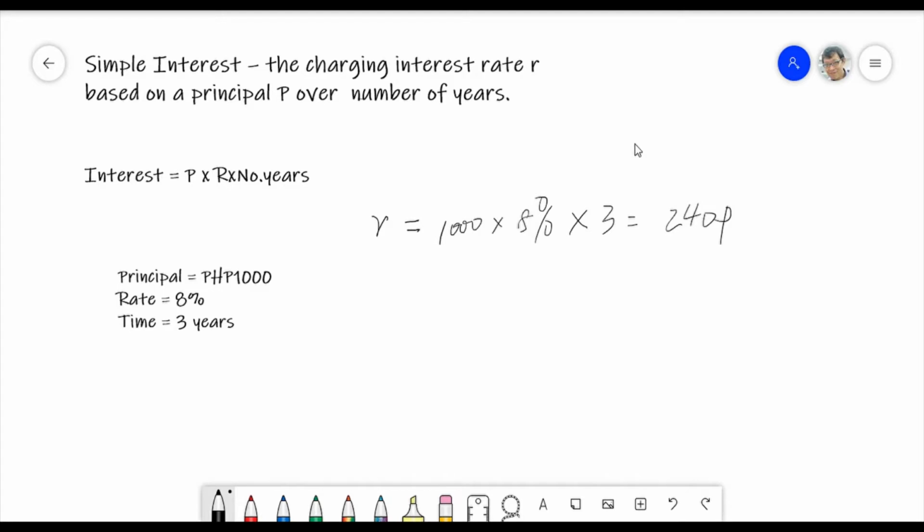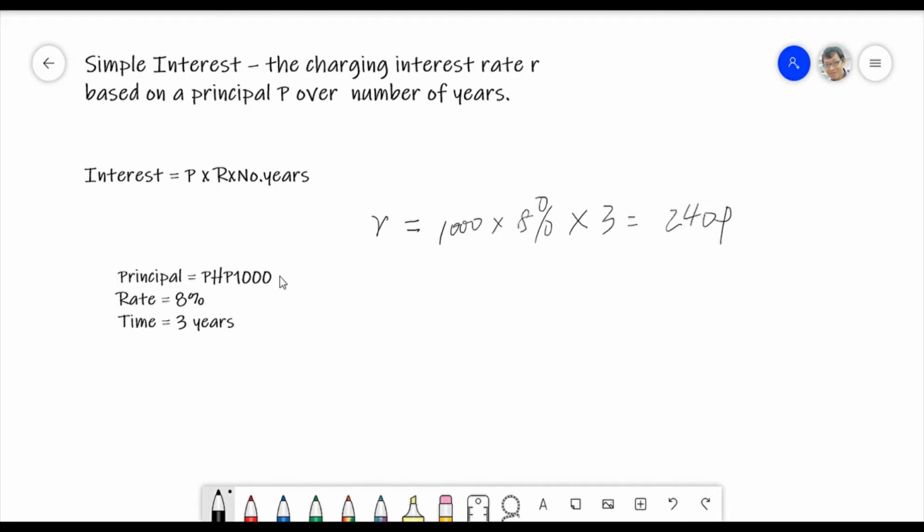The first one we call simple interest. We call it simple because it's just based on the principal. It will not increment every year. They just keep on that simple interest. Let me give an example. The formula is principal times interest rate, normally we use the small letter r, times number of years. So for example, if our principal is 1,000 and the interest rate is 8% per year, and we save for 3 years, how much interest can we get?